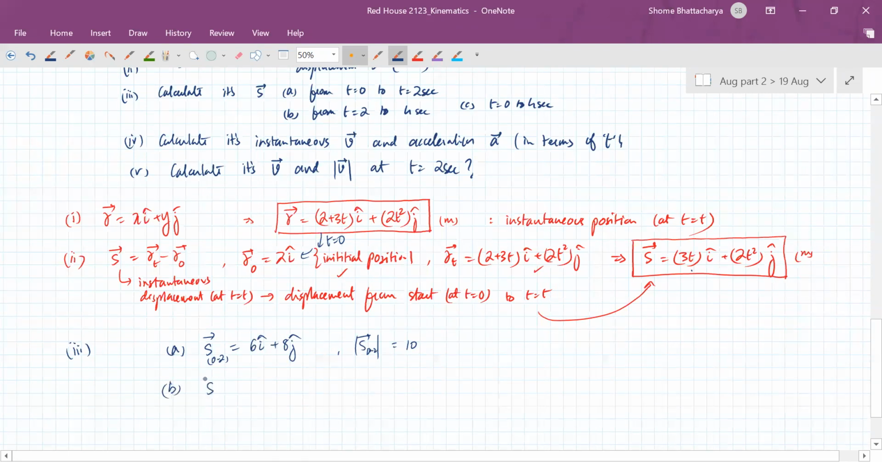Similarly, we want to find the displacement from 2 to 4 seconds. So it should be the position at 4 seconds minus the position at 2 seconds. Position at 4 seconds will become 12 i cap plus 32 j cap, and position at 2 seconds we just saw above, it is 6 i cap plus 8 j cap. So the displacement from 2 to 4 seconds is 6 i cap plus 32 minus 8, that is 24 j cap.